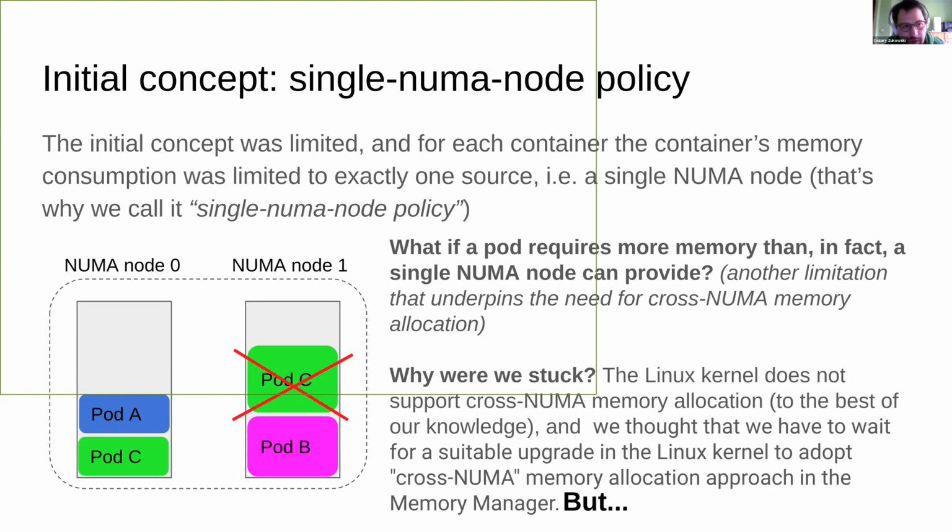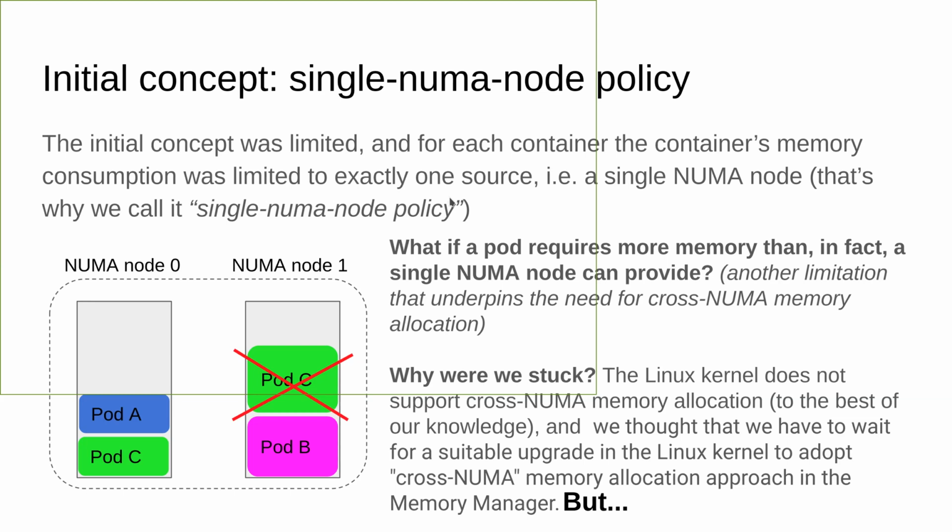Okay, just concept and design. So our initial concept was limited to a single-NUMA policy and, in fact, to memory consumption from a single source, that is a single NUMA node. And naturally, the question arises: what if a pod requires more memory than a single NUMA node can provide? And this gave motivation for cross-NUMA memory allocation. And why we were stuck with this initial concept is because the Linux kernel does not support cross-NUMA memory allocation, to the best of our knowledge. And we thought that we have to wait for a suitable upgrade in the Linux kernel to enable cross-NUMA memory allocation.